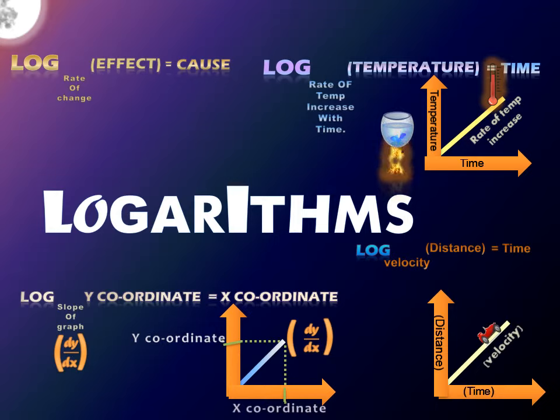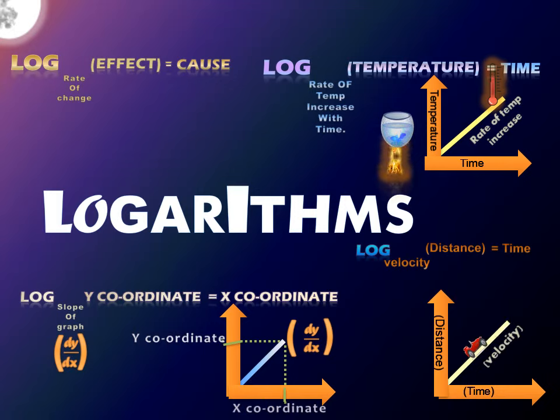So let us take an example. Let's say you have kept water to boil. You plot the temperature increase on the y-axis and you plot the time taken on the x-axis. The rate of change is the slope of the graph, and this is the base of the log. So if you take log to the base of the rate at which the temperature is increasing, of the temperature, you get the time taken to reach that temperature.